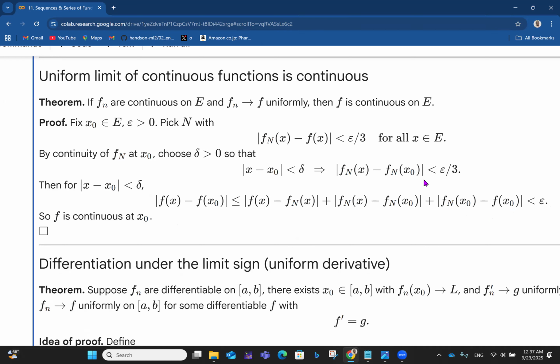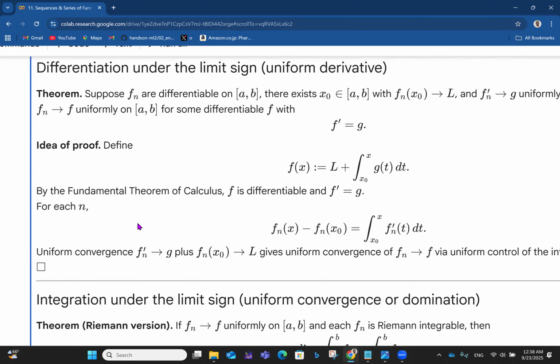I think the deal here is that this is less than epsilon over 3. So if each of them is less than epsilon over 3, this is less than epsilon over 3, this is less than epsilon over 3, and if you multiply epsilon over 3 by 3, you get this epsilon right here. And that is what we have here to establish that continuity.